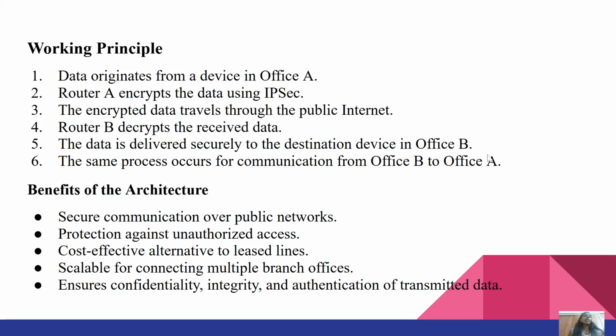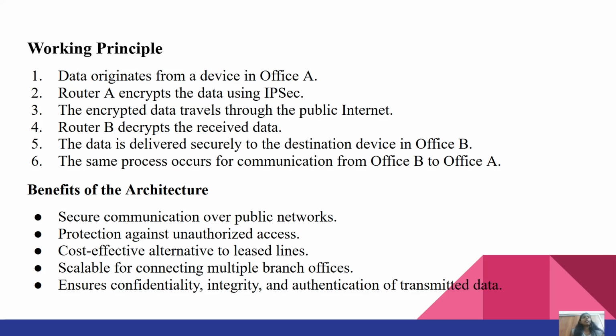Let us look into the working principle of this. The data originates from a device in Office A. Router A encrypts the data using IPsec. The encrypted data travels through the public internet. Router B decrypts the received data. The data is delivered securely to the destination device in Office B. The same process occurs for communication from Office B to Office A.